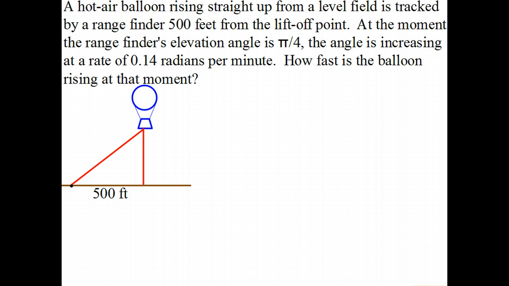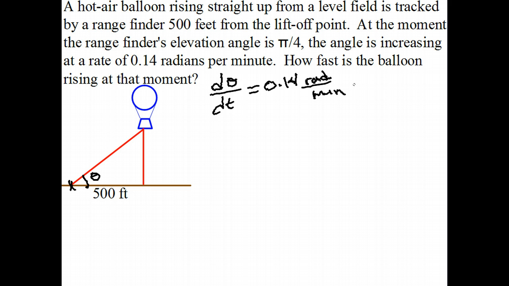So let's say we have a hot air balloon that's rising straight up from a level field, and it's tracked by a rangefinder 500 feet from the liftoff point. So we have a rangefinder right over here, and it's 500 feet from where the balloon lifts off. At the moment, the angle, now we're talking about this angle of elevation right here, theta, is pi over 4. The angle is increasing at a rate of 0.14 radians per minute. So this is telling us d theta/dt is 0.14 radians per minute.